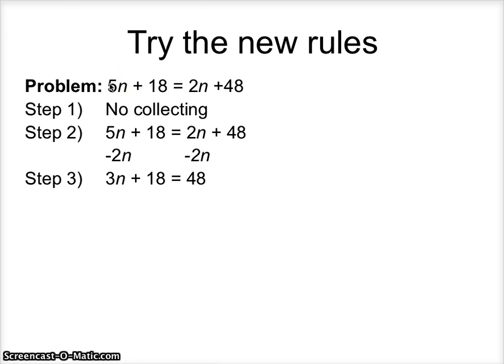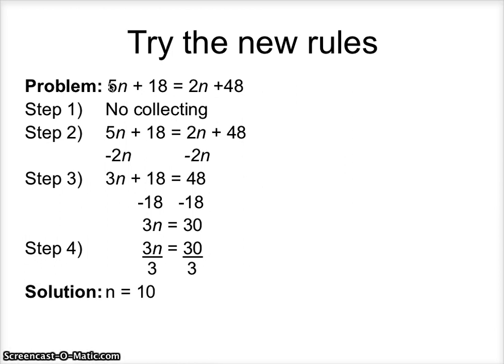Now this looks really familiar. This looks exactly like everything we've done up to now. So now what we're going to do is isolate the n's, take away the 18 from both sides. We get 3n equals 30. This part's really simple. Step 4, our new step 4, which is our old step 3. Divide both sides by 3, and we get an answer of n equals 10.